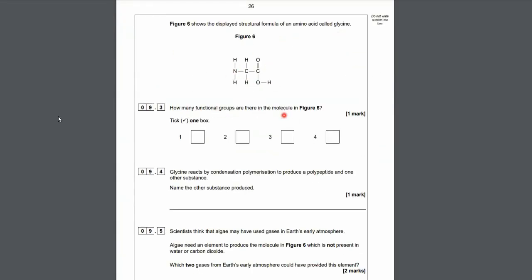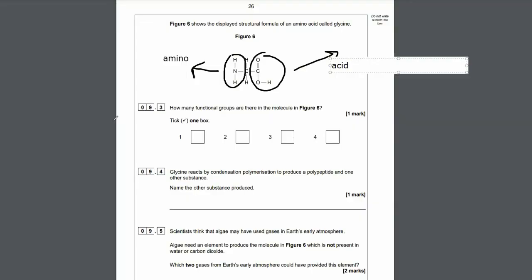Show the displayed structural formula of an amino acid, glycine. So we've got an amino acid here with an amino group or amine group and a carboxyl group or carboxylic acid group. How many functional groups are there? There's 2.